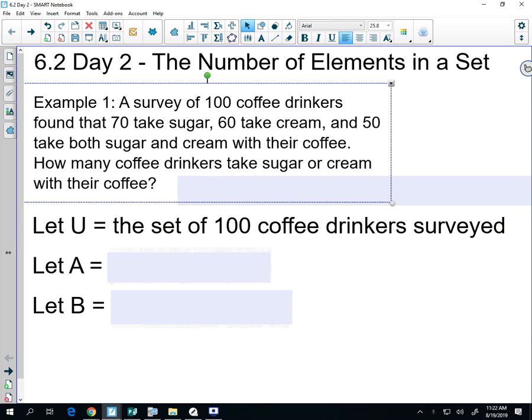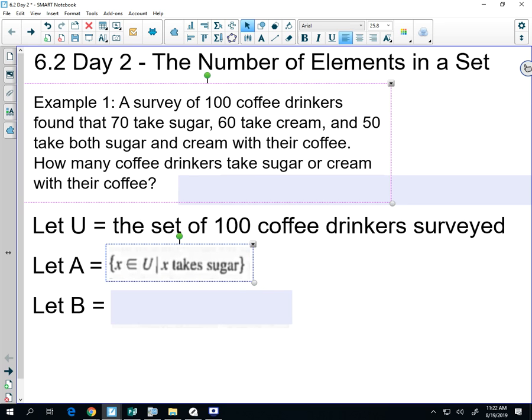So we're going to let the universal set be the set of 100 coffee drinkers that were surveyed. And then you could call it different letters if you want, but we want A to be the ones that take sugar, but they have to be from the set. So here's a nice way of writing that. We can say that X is in the universal set with the restriction that they take sugar. So of the ones surveyed, they take sugar, and that's the math way of writing this.